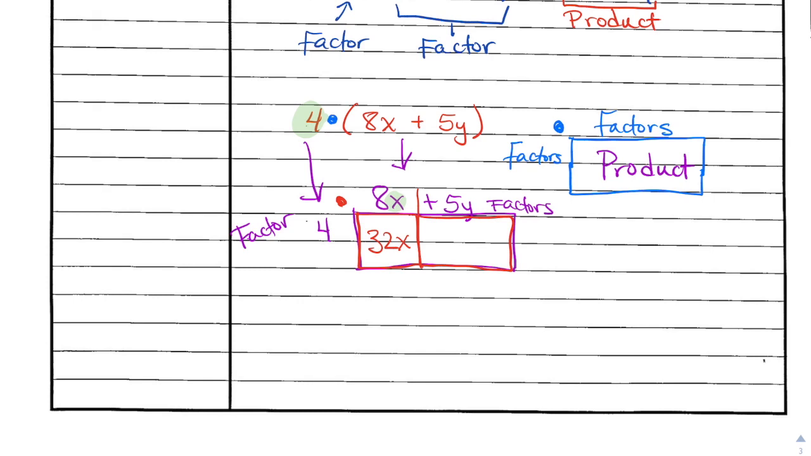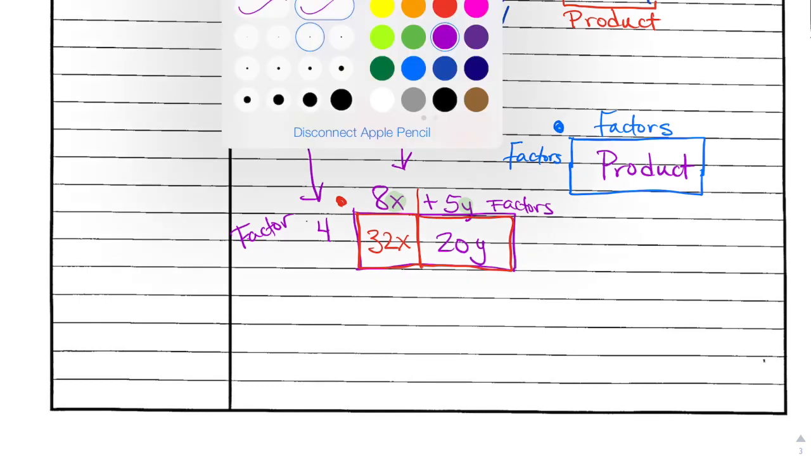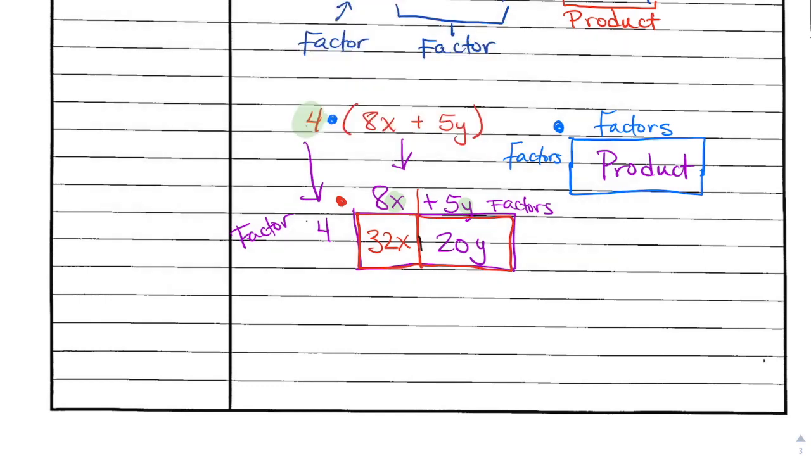And then I'm going to do that same process again. 4 times 5y, and I'm going to put my answer right in that box. So 4 times 5 is 20, and then I just have this 1y, so I'm going to bring that y down. And now I have my 2 factors, and once we're in the middle, in the center, once we've times everything and we have our product, we're going to add our products together.